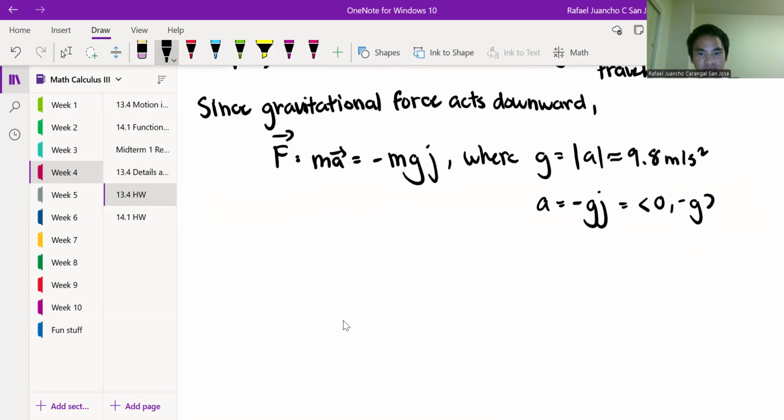Okay, we also say that the derivative of my velocity vector is my acceleration, right? That's true. Then that means my actual velocity is what?